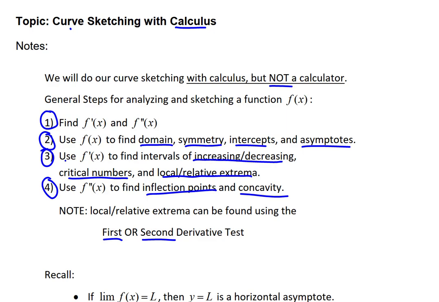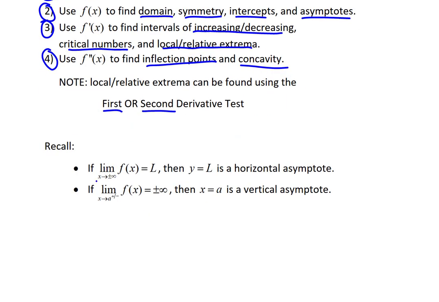Let's also recall that if the limit as x approaches positive or negative infinity of f of x equals L, then y equals L is a horizontal asymptote. And secondly, if the limit as x approaches a from the right or left of f of x equals plus or minus infinity, then x equals a is a vertical asymptote. So those pertain to step 2 above where we find asymptotes. And as I mentioned there, that would be one of those attributes that could involve some calculus with these limits, unlike the other ones before, which is just algebra.